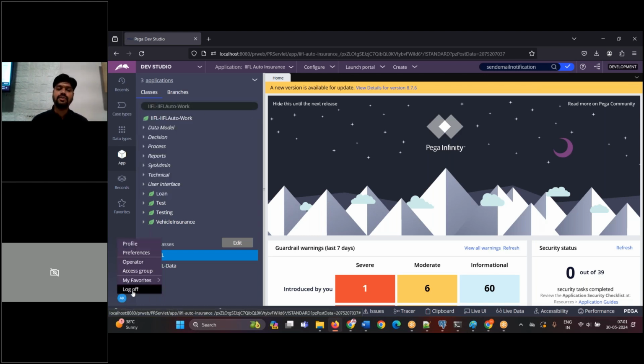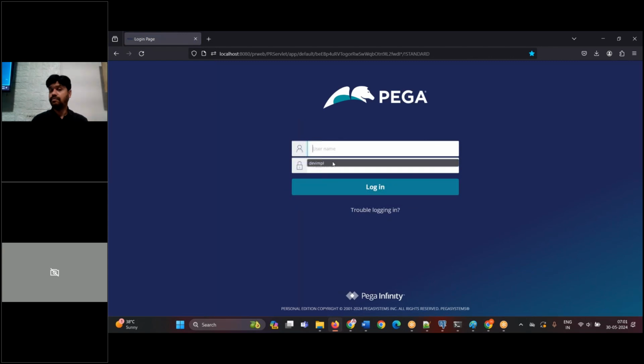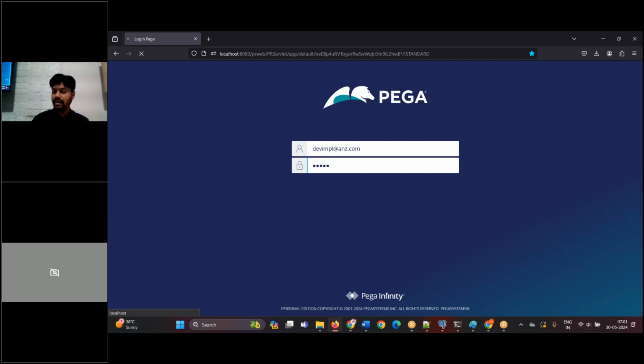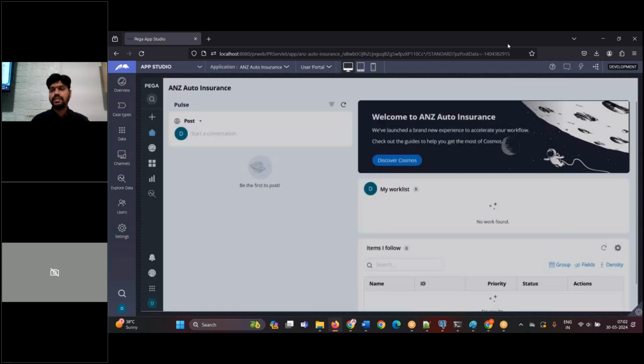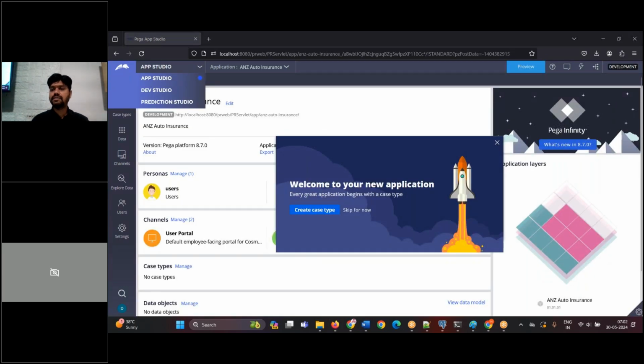I will log into our application. What is our application? anz.com, password rules. You log into the implementation application this way. Okay, this is a revision of the previous session. Everyone, please hold on. Anyway, if you have any doubt or something, you can ask me.